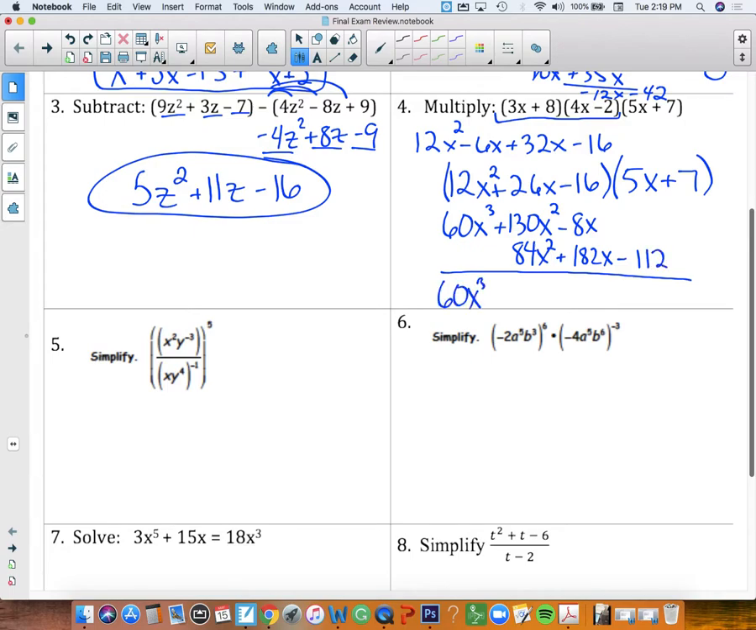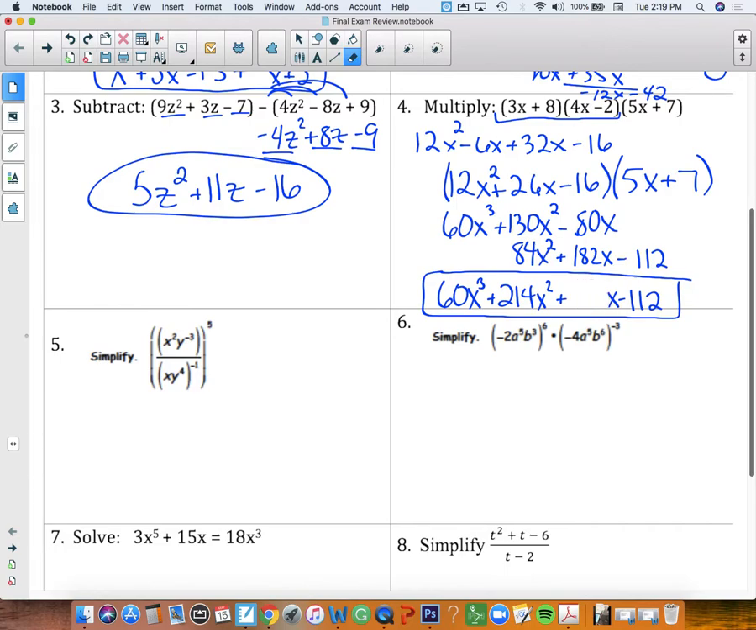So 60x cubed plus 214x squared plus 174x minus 112. All right, that would be the answer. All right, so when you're doing these bigger polynomials like this, oh, I made a mistake here. That should be an 80x up there. This should be an 80x, not an 8x. And then that changes the 174 to a 102.